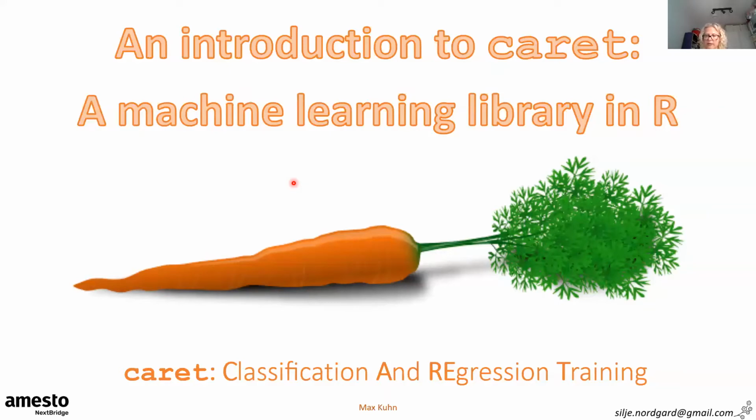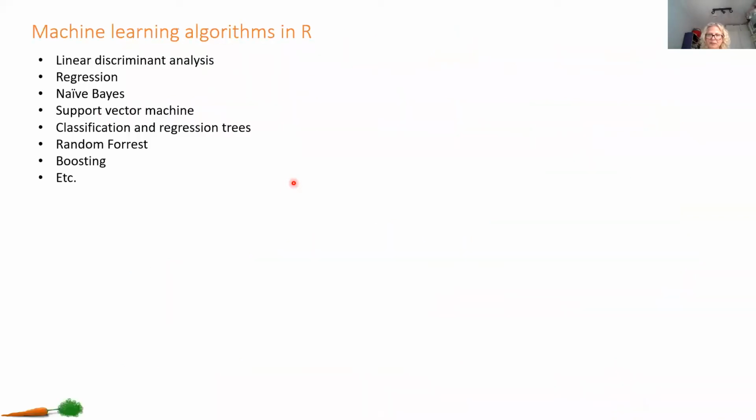Its development started back in 2005, so it's quite old actually, and the first version was published on CRAN in 2007. I would consider it a go-to package for supervised machine learning. There's a large number of machine learning algorithms built into R. These range from very popular statistical machine learning algorithms, such as linear discriminant analysis and regression, to algorithms more widely used in computer science, such as support vector machine classification, regression, random forest, and boosting.